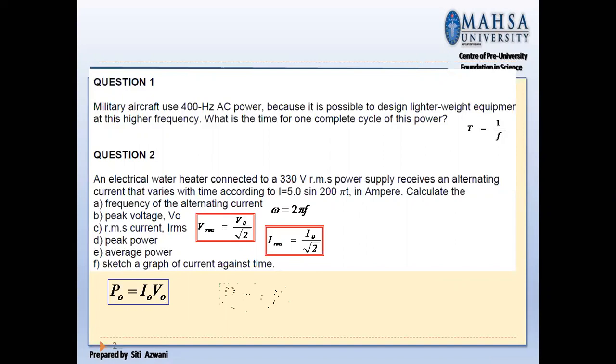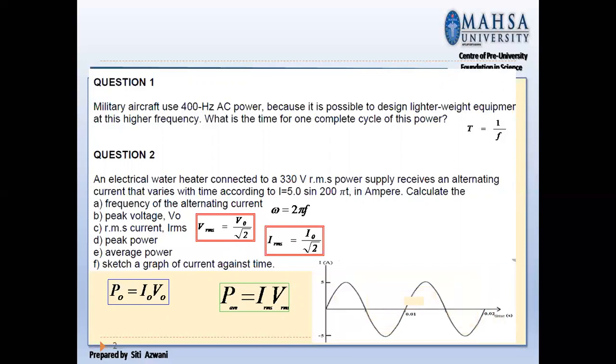Next, the average power formula. Remember, the average power is equal to IRMS times VRMS. The IRMS and VRMS are also from your answer, or VRMS you can get from your question, 330 volt. And then F, sketch a graph of current against time.